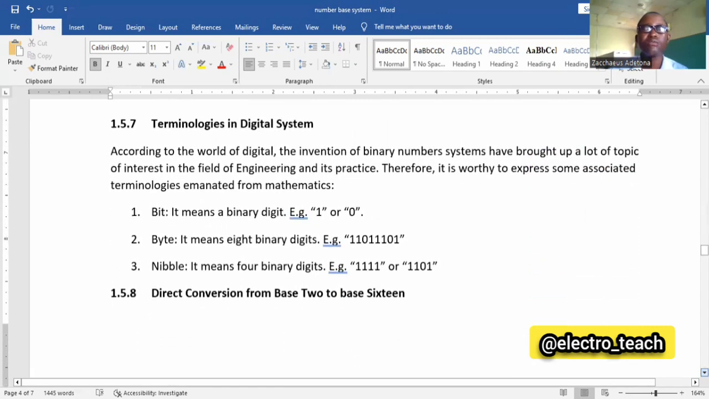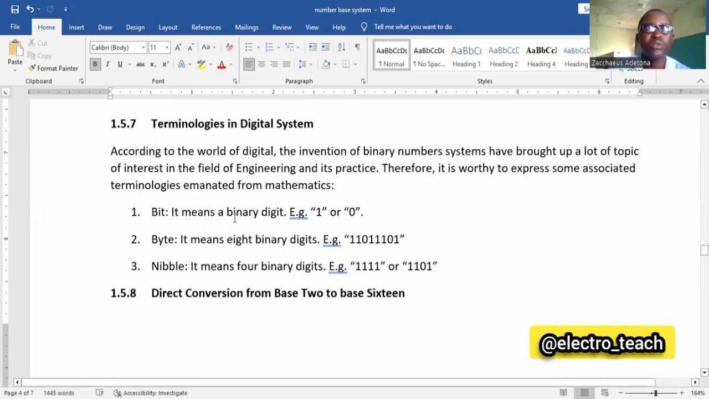Now, in digital system, we use certain terminologies that are related to the base system, the binary system, which often use digits 1 and 0. So we want to be familiar with these terminologies in digital systems. For instance, we talk about logic. When we talk about logic, we talk about binary digits, logic 0, logic 1. Then we also talk about bytes. We also talk about bits. The three items here, 1, 2, 3.